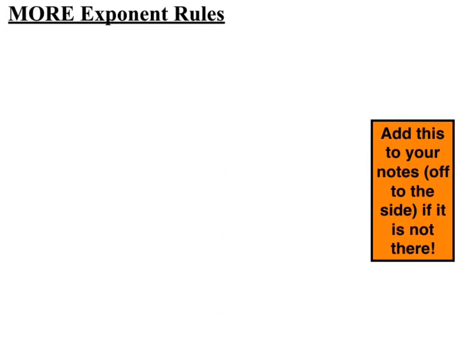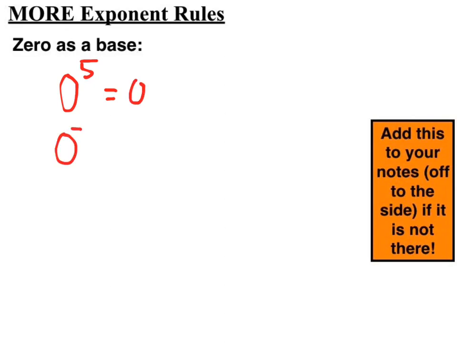But this extension, you can just add off to the side in your notes, because I think it's not in your notes. I'm calling this more exponent rules. So what if 0 is a base? Right next to where it says 0 as an exponent in your notes, you can write, what if 0 is a base? Well, we have several scenarios. What if you had, and you don't have to write this down, 0 to the 5th power? What's that? 0. Okay. What if you had 0 to the negative 2 power?